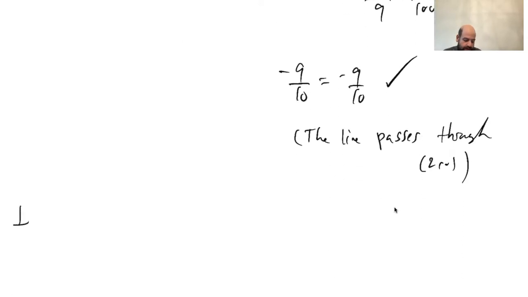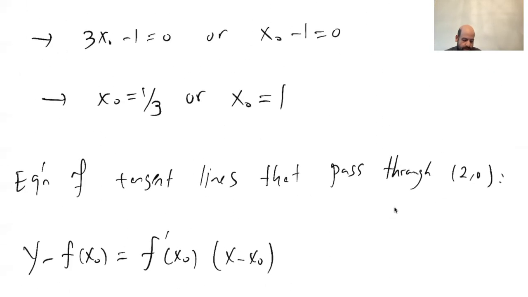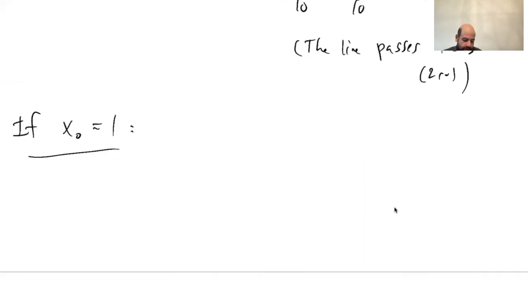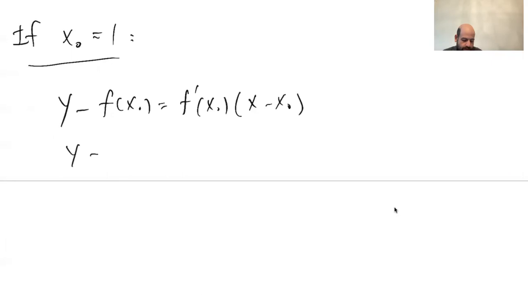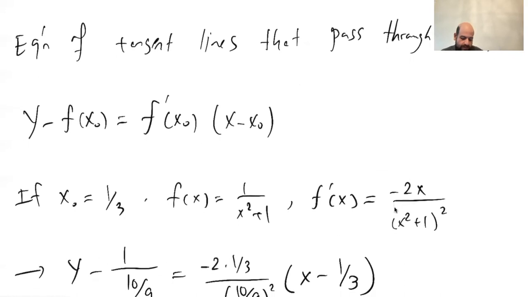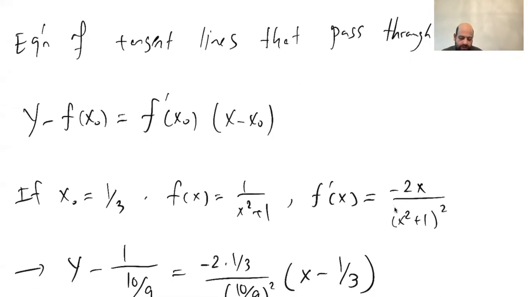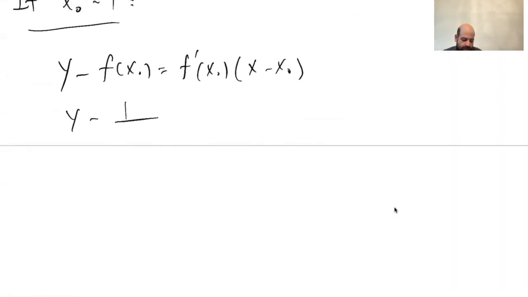So for the other line, if x0 equals 1, so one point of tangency was 1/3, the other one was 1. Again, we can find the equation of the line: y minus f of x0 equals f prime of x0 times x minus x0. Remember f of x, I wrote for you here: f of x is 1/(x squared plus 1). F prime of x is minus 2x over (x squared plus 1) the whole squared.